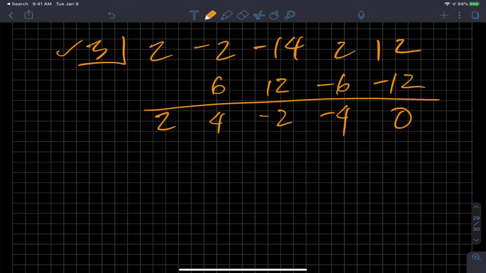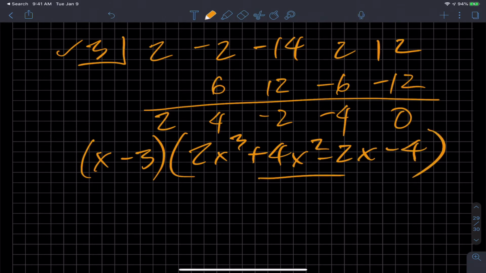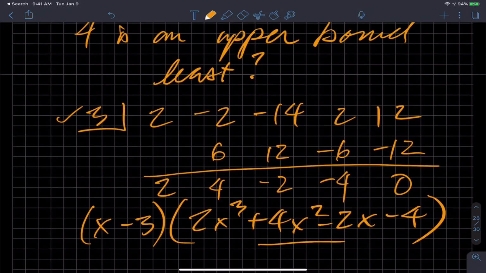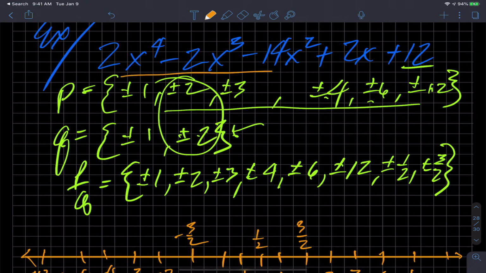Yeah, 4 is the least upper bound. But we also happen to find that x minus 3 is a factor, and once I do that division, I have 2x cubed plus 4x squared minus 2x minus 4. So actually I have a new polynomial. So let's split this off into two different things. Let's finish finding the greatest lower bound of this polynomial.